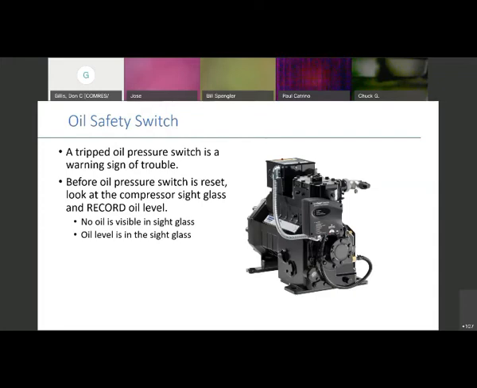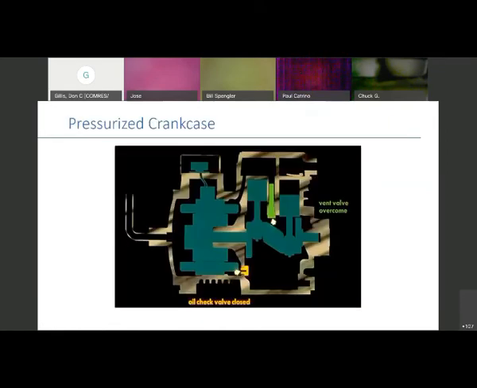Before the oil pressure switch is reset, look at the compressor sight glass and record that oil level. Can't emphasize that enough. Never, never, never let the manager or the store owner see you press that button and reset it, okay? There is a reason, and you need to investigate that. No oil is visible in the sight glass, that's a problem. Oil level is in the sight glass, to me, that's a bigger problem. You can see the core sense on there, detecting that.